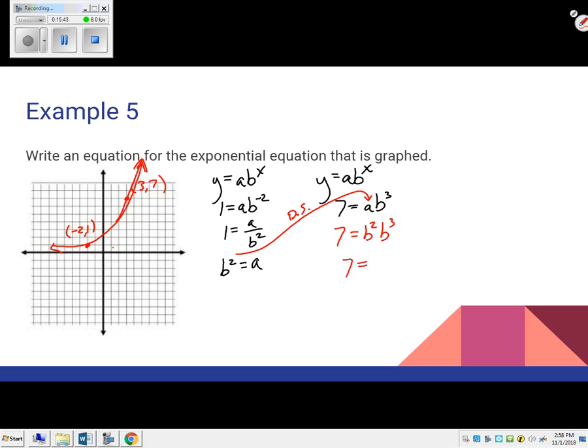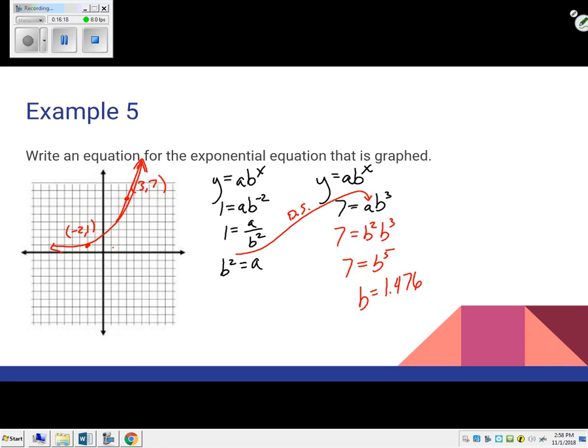7 equals b to the 5th. Take the 5th root of both sides. I'll have to do that real quick. The 5th root of 7. I got 1.476 on that growth factor. 1.476.